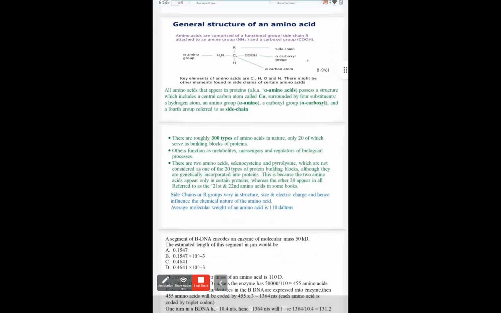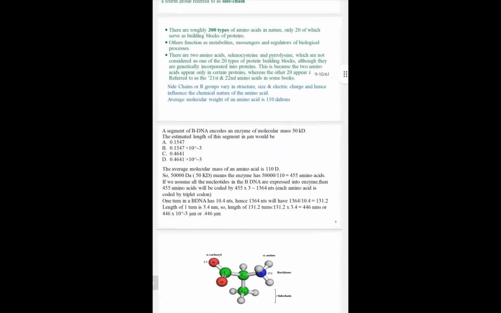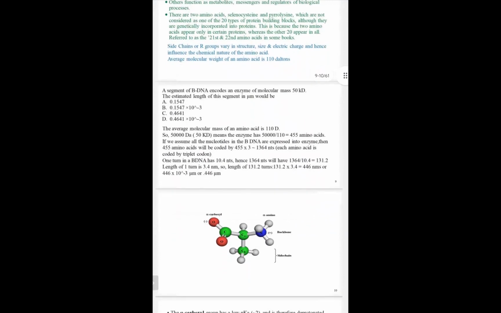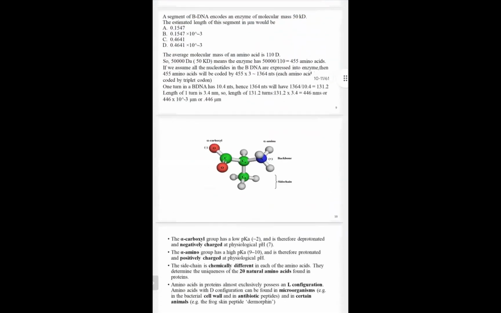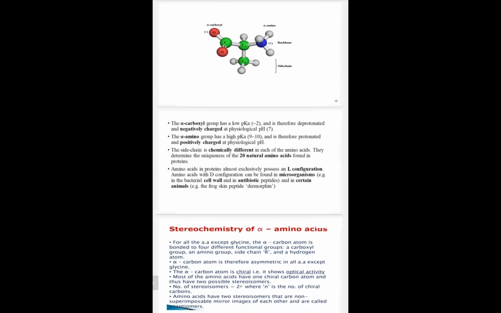So the average molecular weight of one amino acid is 110 daltons. See, this is the atomic structure of an amino acid.